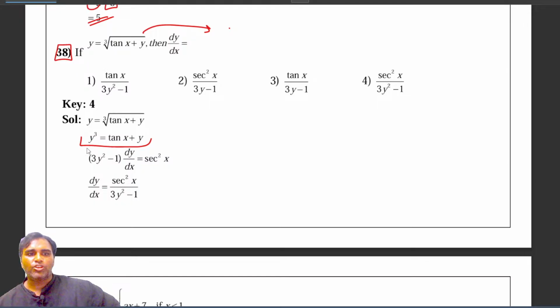Now differentiate. Y cube is how much? 3y square, and y is dy by dx. This on this side. 10x is secant square x. So directly you will get secant square x by 3y square minus 1. That is option 4. Clear?